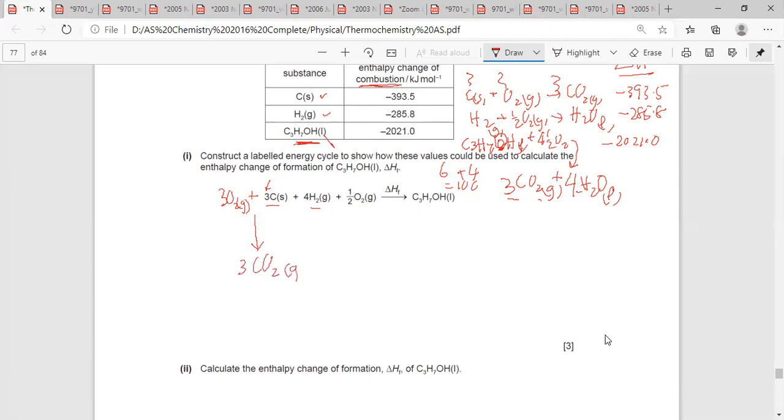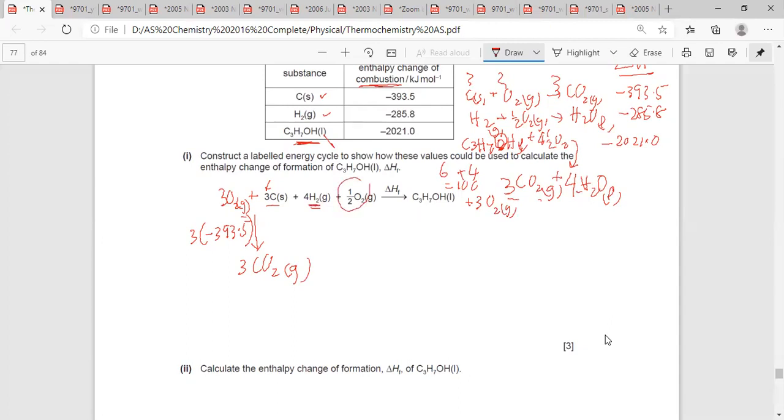Then times what? Remember, 3 times what? Minus 393.5. Now I put 3 moles here, I must put the plus 3 moles O2 gas here. Now hydrogen. Remember, there's only half here. I didn't use this half line.